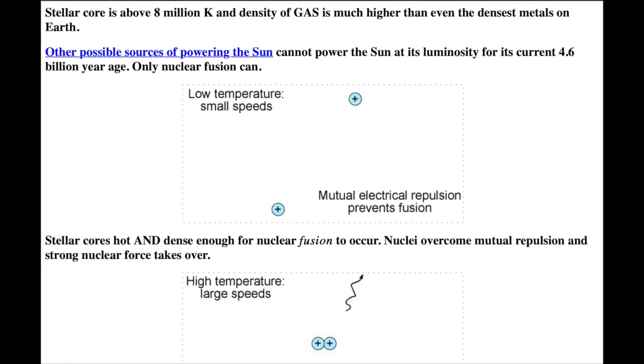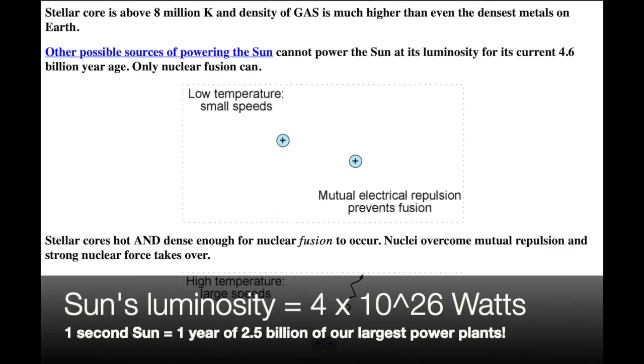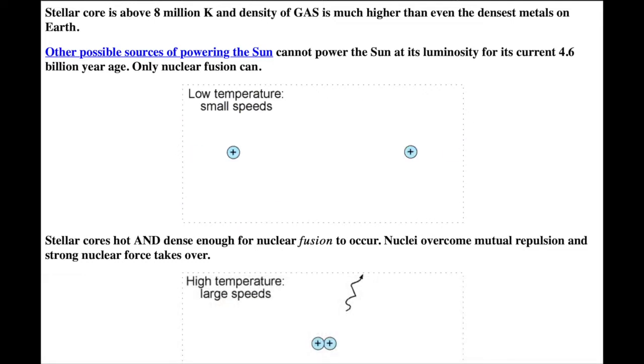The sun has a tremendous luminosity of 4 times 10 to the 26 watts, which means in 1 second the sun generates the same amount of energy as 2.5 billion of our largest power plants generate in 1 year. Now there are several ways to generate that amount of energy, but they can't keep it up for as long as the sun has been shining, that is for 4.6 billion years.